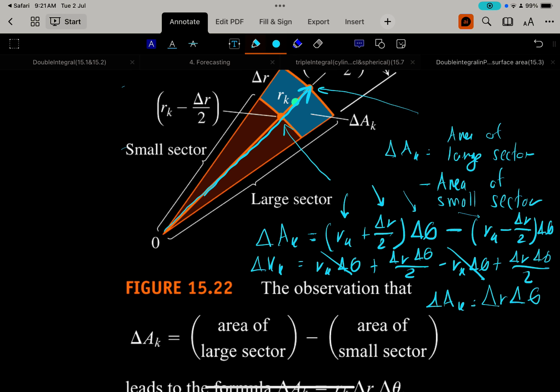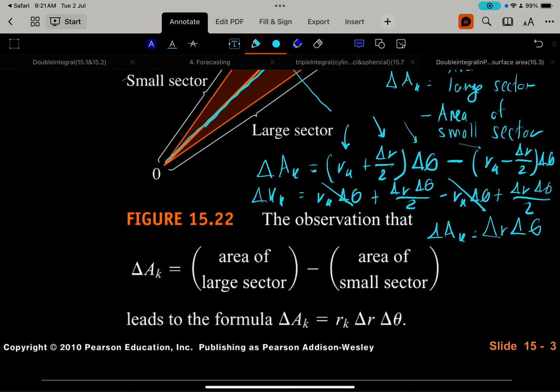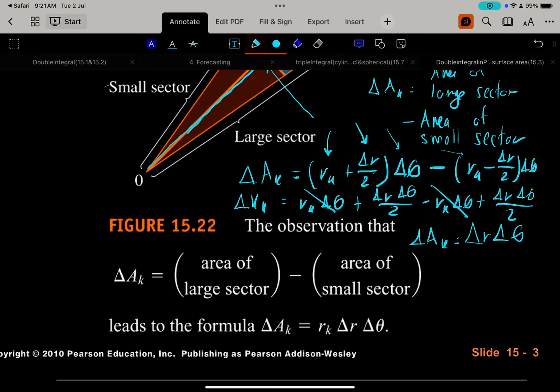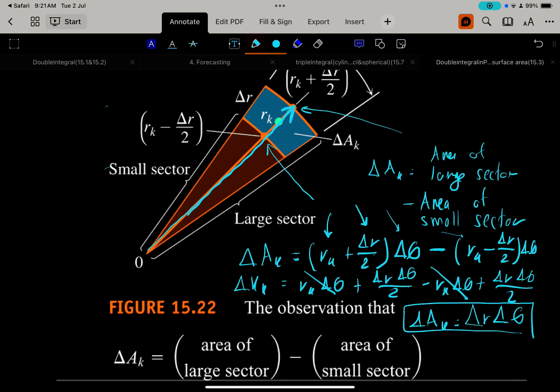And now if we substitute, we get one positive value and one negative value. Well, it's interesting. This leads me just to delta R delta theta. Now this would be the most obvious formula, I would say.